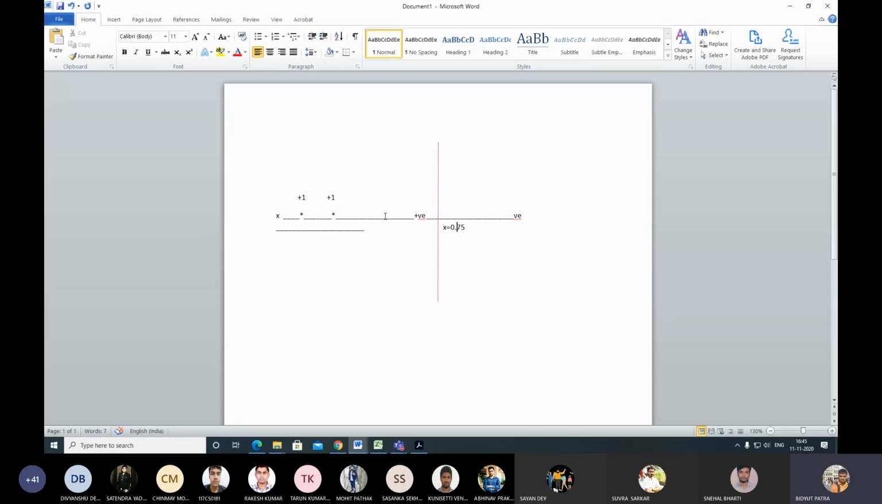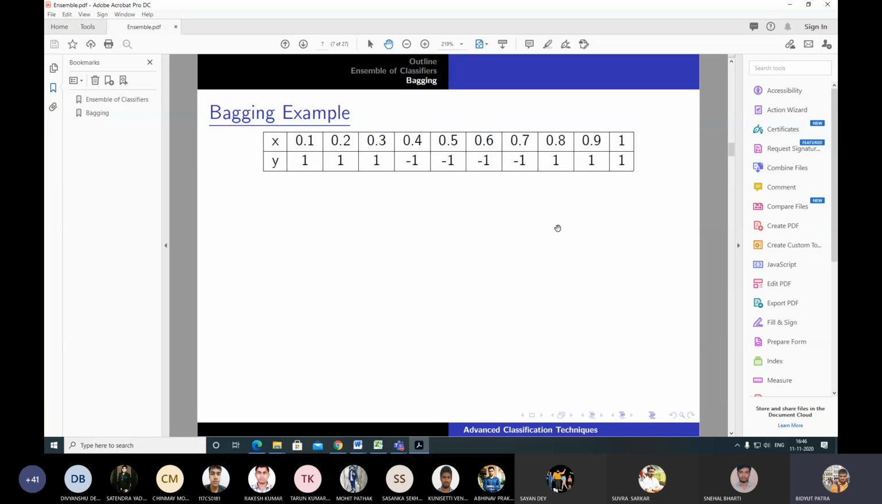Now you cannot find a single decision stump which can rightly identify the class label of all the objects. You can have multiple decision stumps, but a single decision stump cannot identify the class label of the objects. If you use the bagging technique, with multiple classifiers, we can rightly classify each object in the training data set.